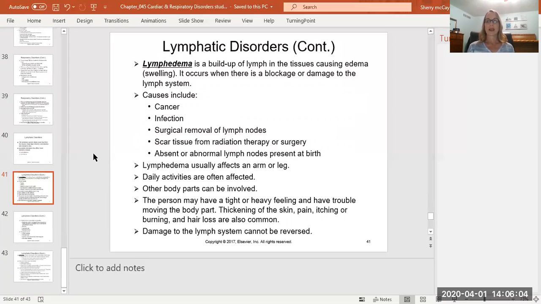Daily activities are often affected. Other body parts can be involved. The person may have a tight or heavy feeling and have trouble moving the body part. Thickening of the skin, pain, itching, or burning, and hair loss are also common. Damage to the lymph system cannot be reversed.